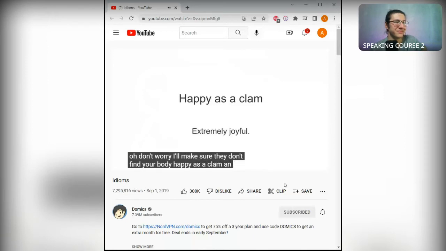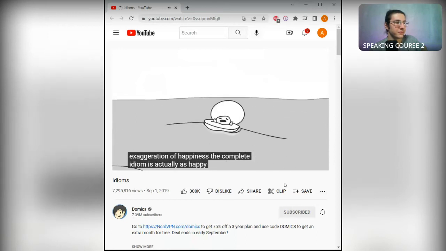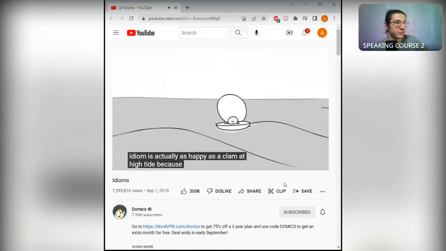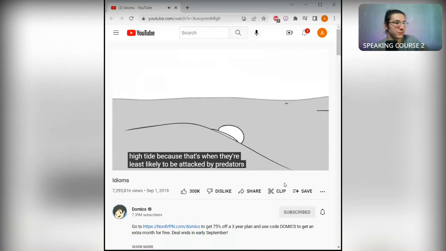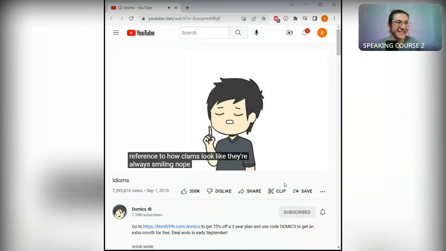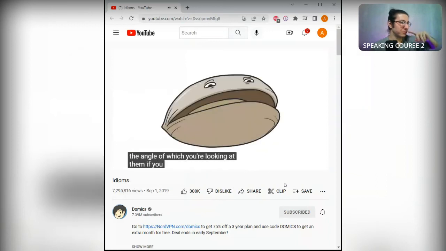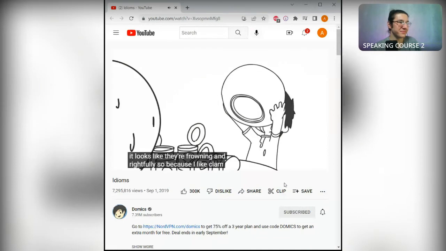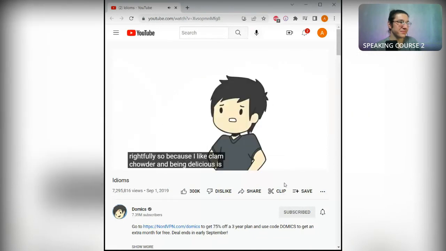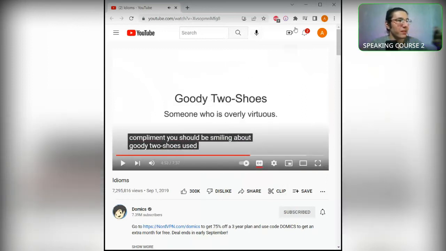Happy as a clam, an exaggeration of happiness. The complete idiom is actually as happy as a clam at high tide, because that's when they're least likely to be attacked by predators, but many go with the shortened version in reference to how clams look like they're always smiling. Nope, I disagree. It's just the angle of which you're looking at them. If you look at them from this angle, it looks like they're frowning. And rightfully so, because I like clam chowder, and being delicious is not a compliment you should be smiling about. Goody two-shoes.